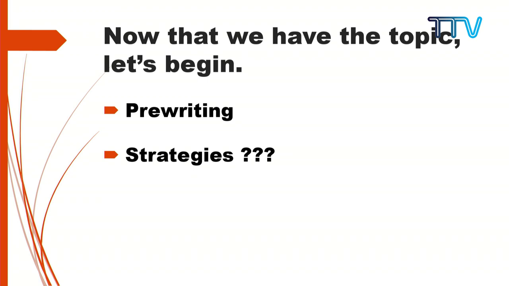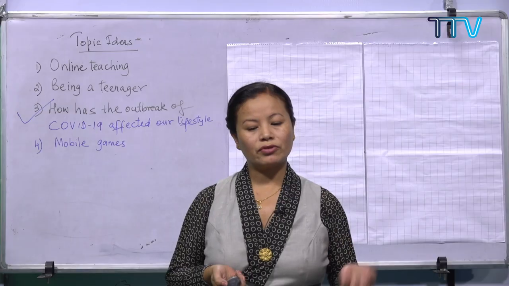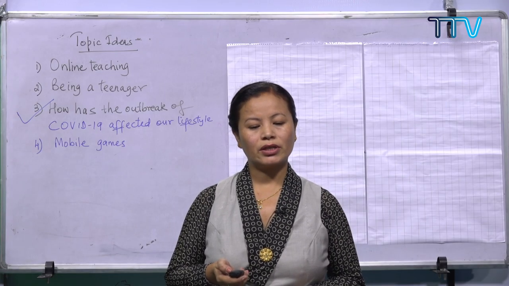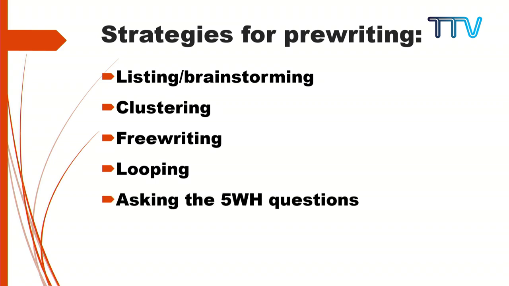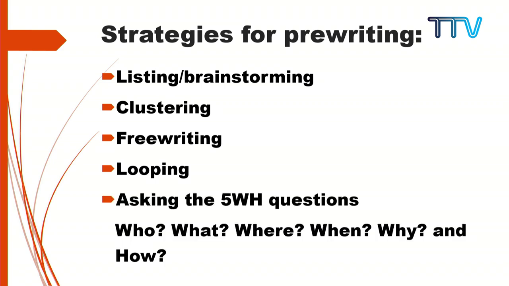So in my third session yesterday, I discussed some of the strategies. Okay. So strategies for pre-writing, you have listing, brainstorming, then you have clustering. So I applied the strategy of clustering for the students of class 5 and 6 yesterday. Then you have free writing, looping, where you loop one idea to another, and asking the 5 WH questions: who, what, where, when, why, and how.